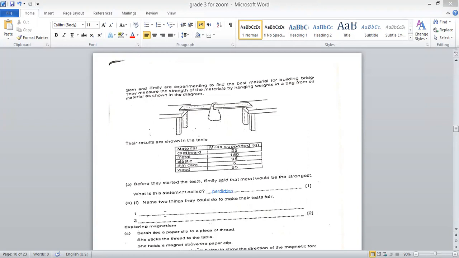So what I could do to make my test fair, I should use the same thickness of materials and I should use the same size of weights inside the bag. So the answer will be same thickness of material and same size of weights.